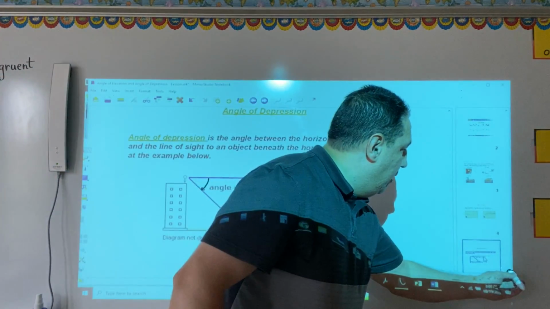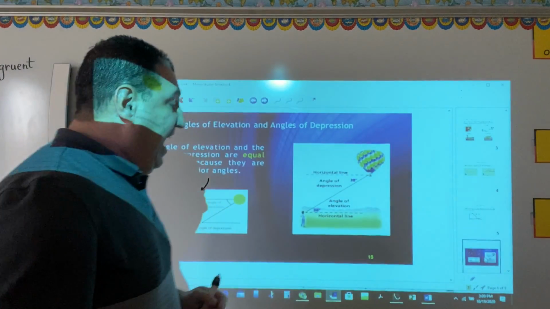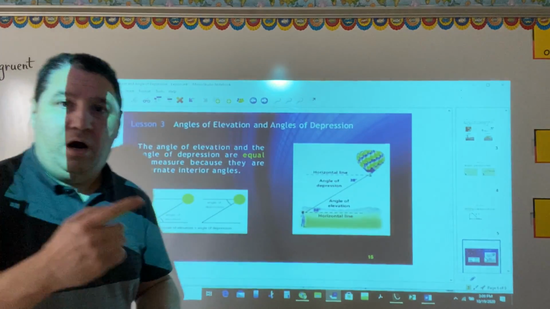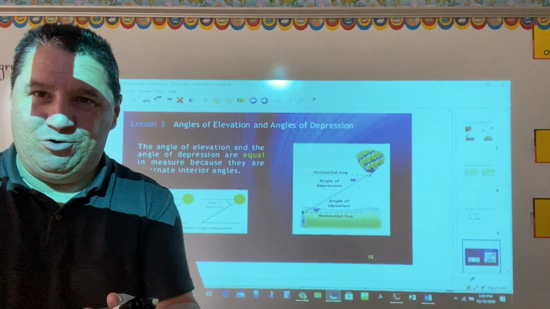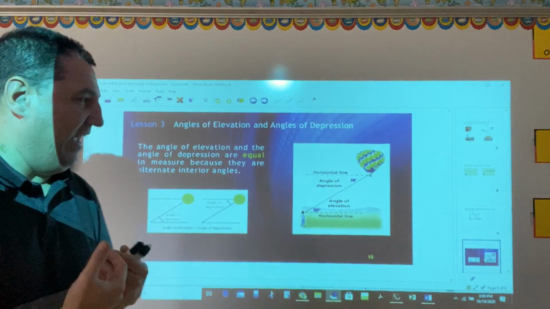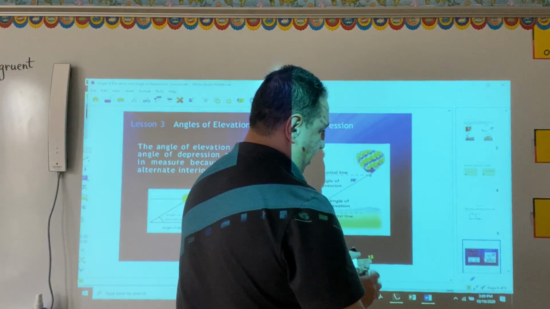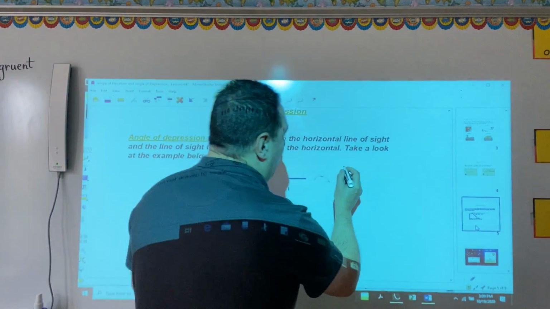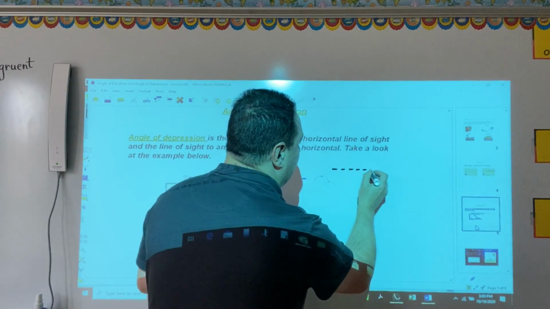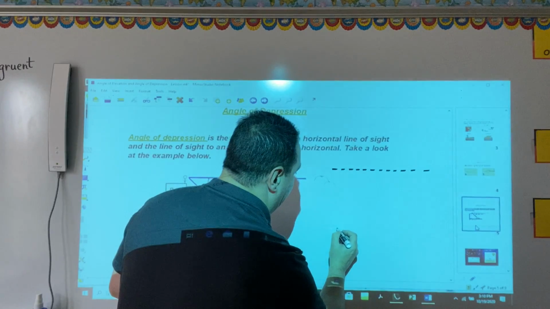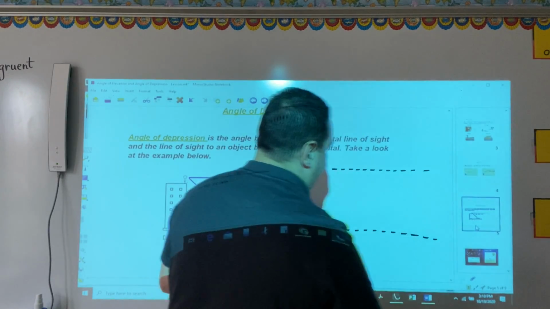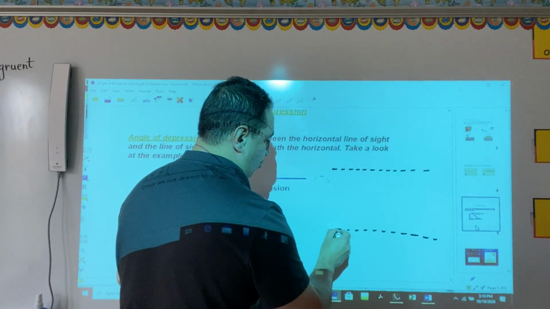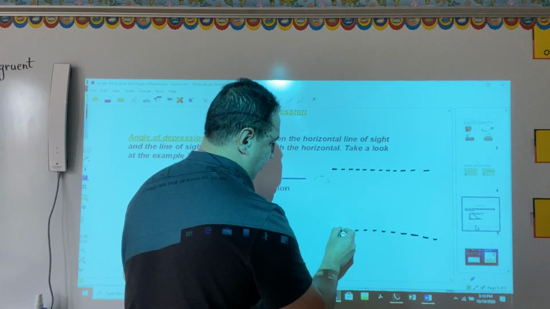Now, the angle of depression and angle of elevation are congruent, or the same. Why? I'll show you why. We'll go back to the initial slide. Suppose we have two horizontal lines of sight and a transversal that intersects these two parallel horizontal lines.